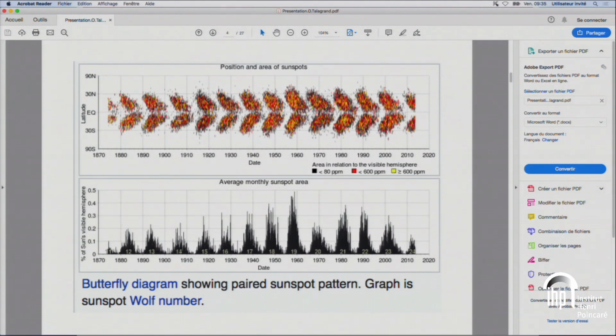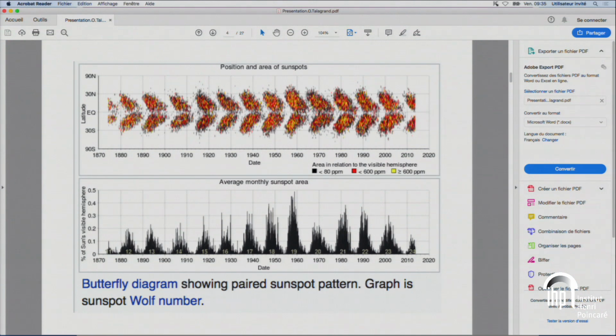But again, a presentation of a cycle. On the top, we have the so-called butterfly diagram for a number of cycles starting in 1870. So each cycle starts, for instance, look at the one at 1880. This is the latitude-time position of the sunspots in time. The spots appear at about latitude 30 degrees, both in the north and the south.